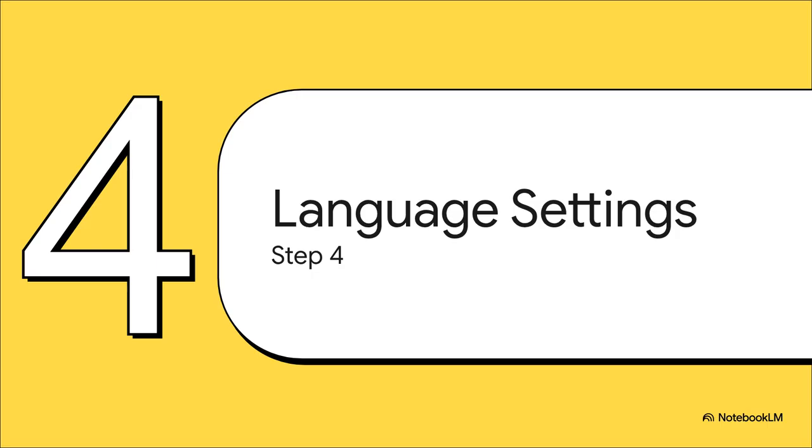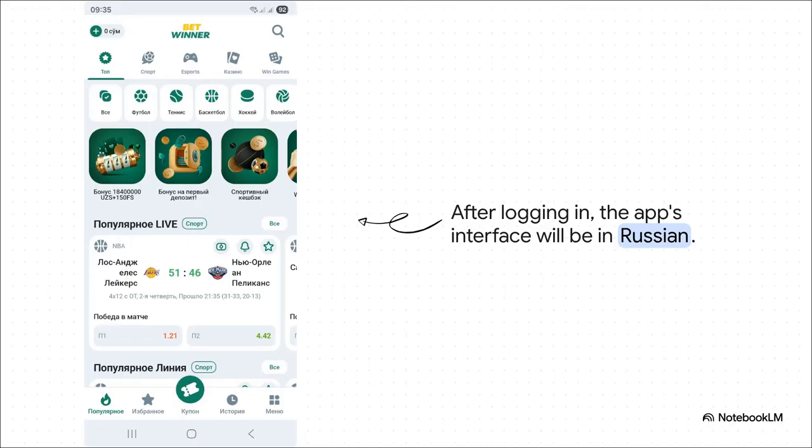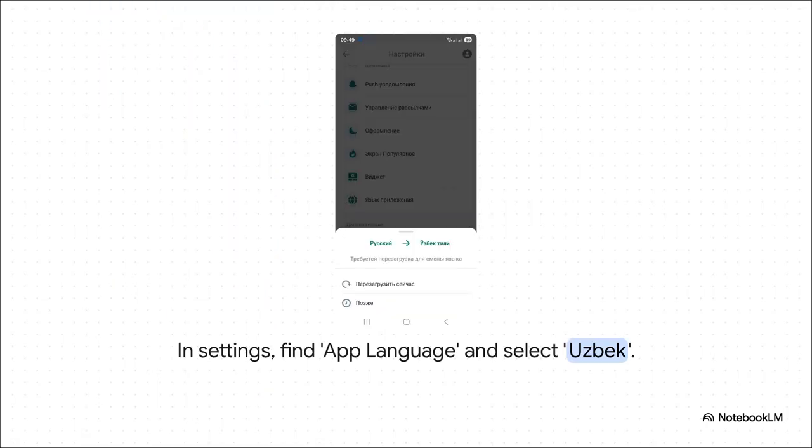Our final step is a quick and easy tweak, changing the interface language. When you first log in, you'll notice that the entire app interface is in Russian by default. This is our starting point for changing the language. To change the language, just go into the app settings, find the app language option, and select Uzbek Tili from the list. The app will need to restart to apply the changes, so just hit Restart.